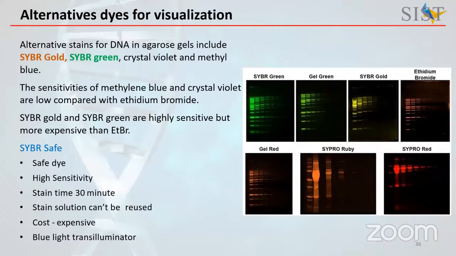And they are safe, because ETBR is a mutagen, but SYBR Green or SYBR Gold are safe and have high sensitivity. They do take more time to stain compared to ETBR, because they take 30 minutes to stain, but ETBR only takes 15 minutes. The stained solution cannot be reused like ETBR, and this is expensive. And they need a blue light transilluminator, because only in that light can these stained dyes emit the fluorescence, so the DNA can be observed.